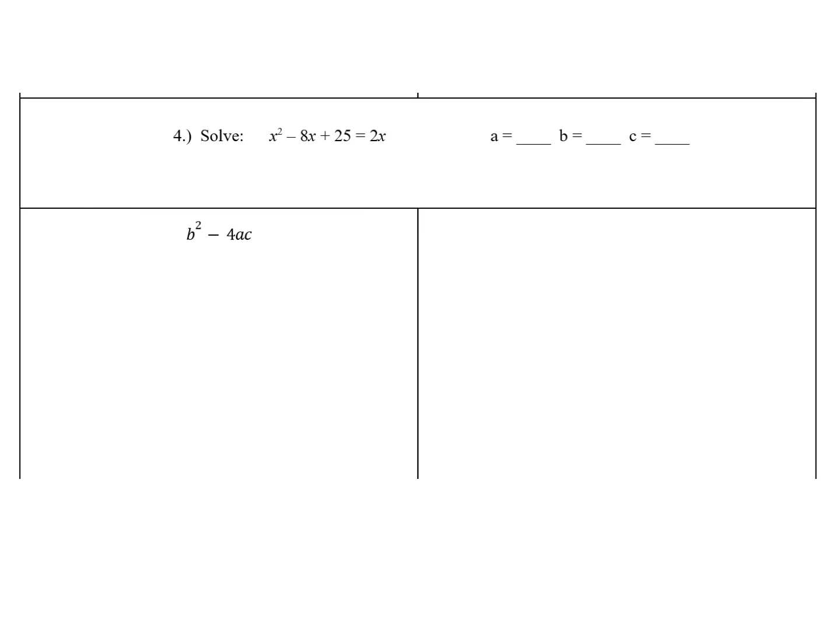So number 4, you've got to get the whole thing equal to 0. So I'm going to subtract the 2x from both sides. I'm going to subtract that 2x from negative 8x. So that's going to give me x squared minus 10x plus 25 equals 0. So once it's equal to 0, then you can decide what a, b, and c are. So a is 1 because that's the coefficient of x squared. b is negative 10 because that's the coefficient of x, and c is our constant, which is 25.